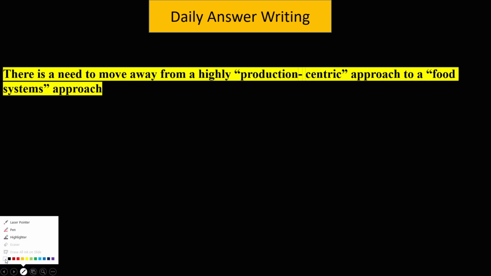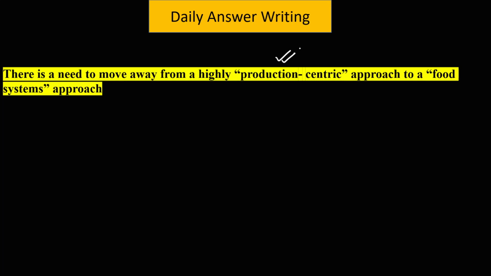Today's question is from General Studies paper 3. Let us read the question. There is a need to move away from production centric approach to food systems approach. Discuss. So let us see how we can approach this question.